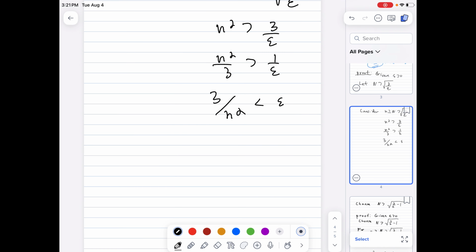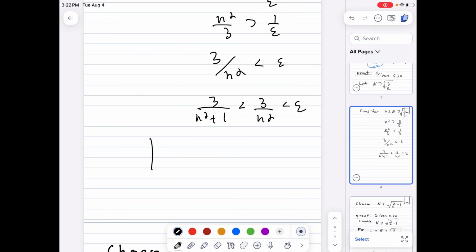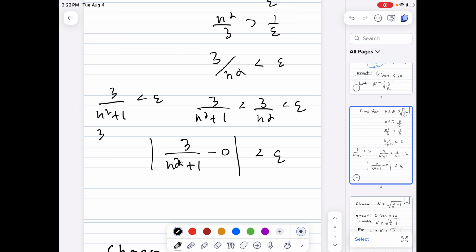And last but not least, 3 over n squared plus 1 is less than 3 over n squared, which is less than epsilon. And therefore, the absolute value of 3 over n squared plus 1 minus 0 is less than epsilon. One last step there was I took the statement 3 over n squared plus 1 less than epsilon, and I just put in a 0 in there. When you subtract 0 from something, that doesn't change anything, and the absolute value of something positive is always positive. But anyways, these steps are the proof.